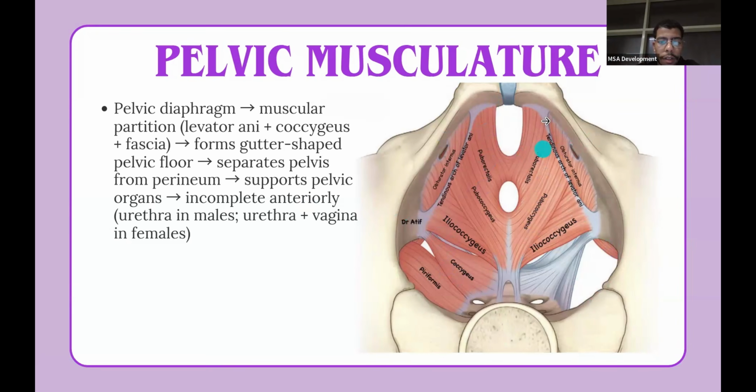And it says here that it's incomplete anteriorly because we mentioned the urogenital hiatus through which the urethra and vagina pass.